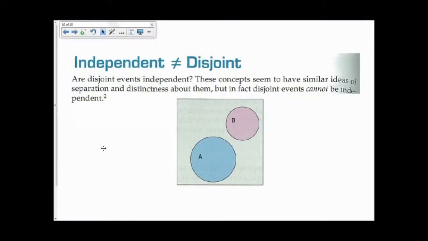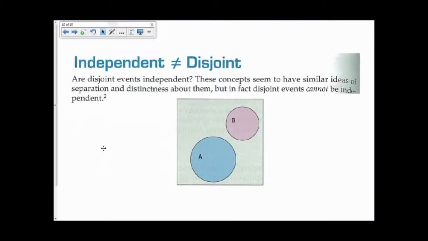The last idea in this section is about independent versus disjoint. These are two ideas that are different but are somewhat related. Independent means that the probability of B is independent of A happening, and the probability that A happens is independent of B happening. So those two ideas are independent of each other. Disjoint means that it is impossible for A and B to both occur at the same time.